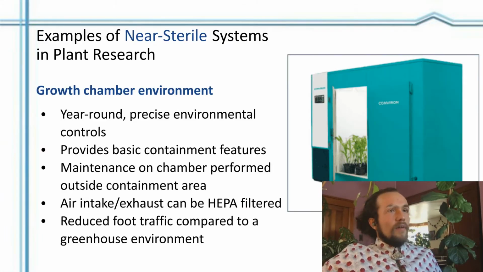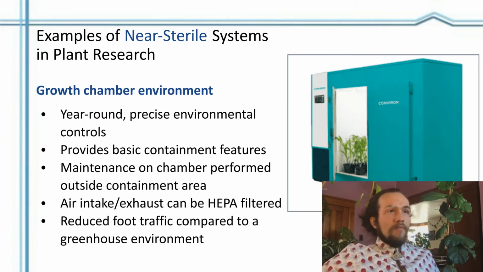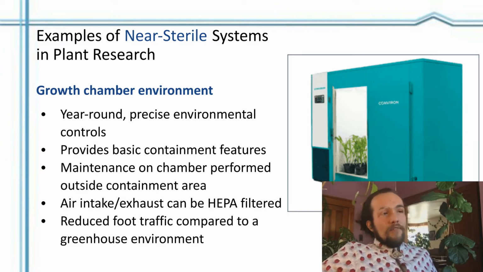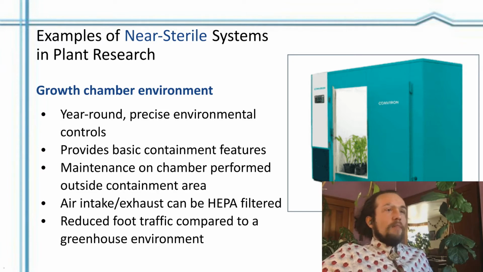Moving forward, the next tier into near sterility would be a growth chamber environment. These often contain either tissue culture vessels or potted plant experiments. These devices can provide year-round climate control, and also if mechanical issues arise, more often than not, they can be fixed from outside of the chamber without opening it up and jeopardizing the sterility of the inside.